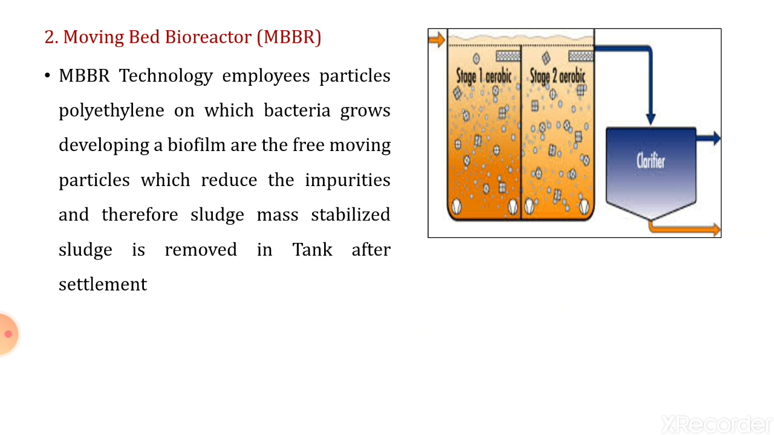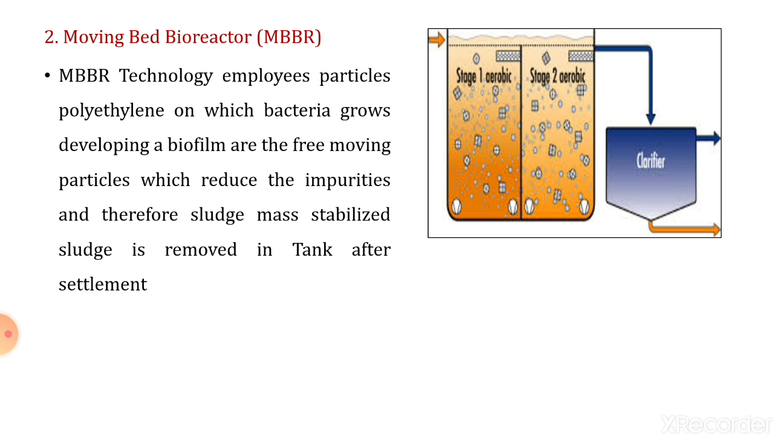Then the second type is the moving bed bioreactor, that is MBBR. MBBR technology employs polyethylene particles on which the bacteria grow, developing a biofilm, or free moving particles which reduce the impurities, and therefore the sludge mass stabilizes. Sludge is removed in the tank after settlement. Means here in this particular method, the moving bed bioreactor, polythene particles are provided on which bacteria grow.